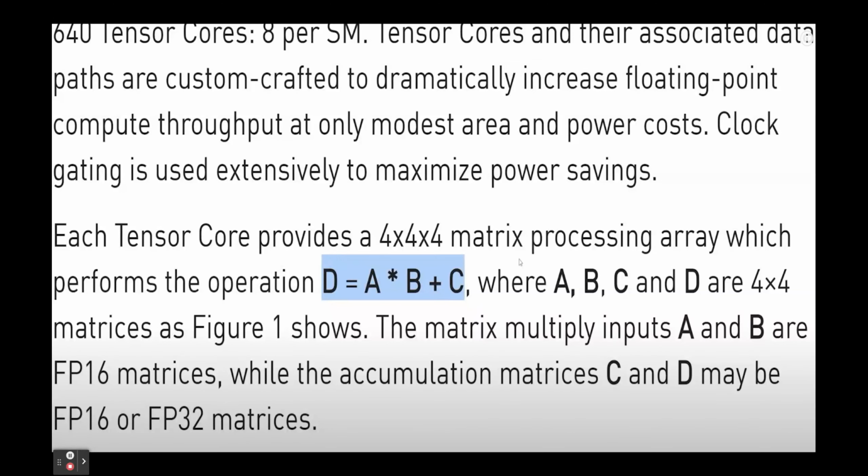So the simplest way is a tensor with 0 dimensions. It consists of a single value, another name for a scalar quantity. As we start to increase the number of dimensions, we come across different types of math structures, kind of like this. As a matter of fact, each tensor core provides a 4 by 4 by 4 matrix processing array which performs the operation D equals A times B plus C. Mainly, tensor cores are used as matrix multipliers.